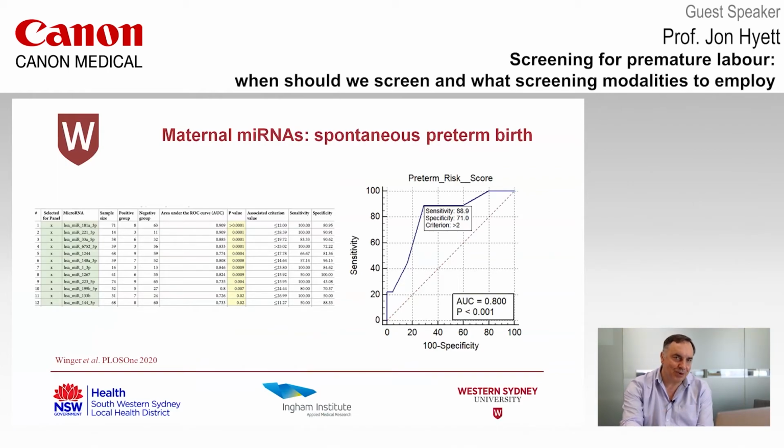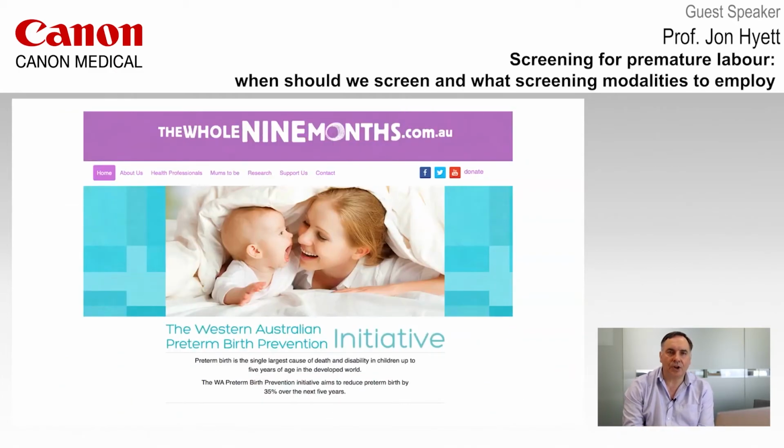So it might not just be ultrasound that we rely on in the first trimester, but we might put it together with a combination of other tools as we move forwards. Finally, if you want to know more about using cervical length for preterm birth screening, I would advocate this website from Western Australia called The Whole 9 Months.